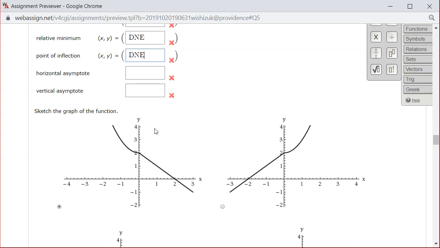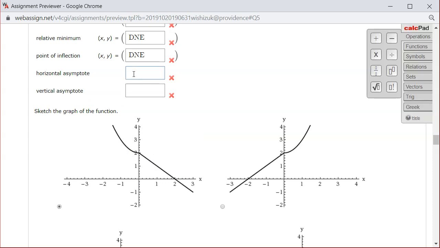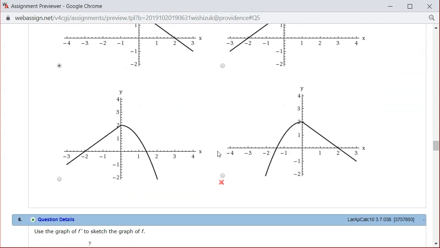Horizontal asymptote. You can see that the graph keeps on going down. It does not get close to any particular number. There is no vertical asymptote. It does not blow up at any point, so it does not exist again for both of them. Does not exist. And we have the picture.